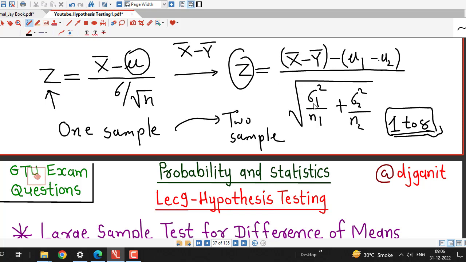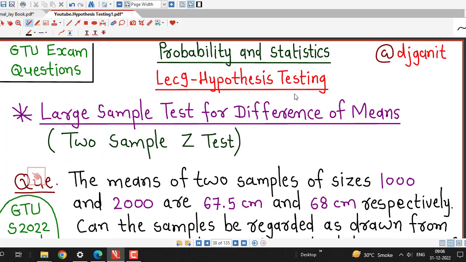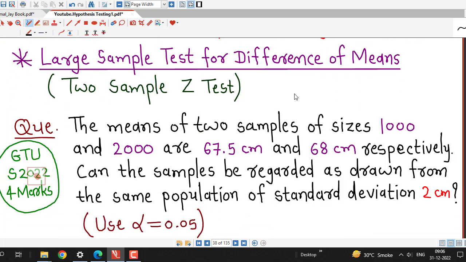So you must be clear about all these things, and now we try to answer this question which was asked in GTU Summer 2022 exam. First we understand what is this given information. The means of two samples of sizes 1000 and 2000 are 67.5 cm and 68 cm respectively.